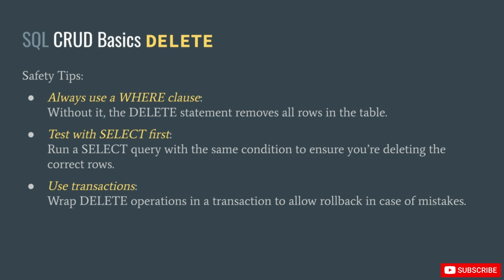When using the delete statement, it's important to follow some safety tips to avoid accidental data loss. First, always use a where clause. Without it, the delete statement will remove all rows in the table. Then, you should also test your conditions with a select query before executing the delete. This helps ensure you're targeting the correct rows. Lastly, consider wrapping your delete operations in a transaction. This allows you to roll back changes if you make a mistake, providing an added layer of safety when modifying your data.